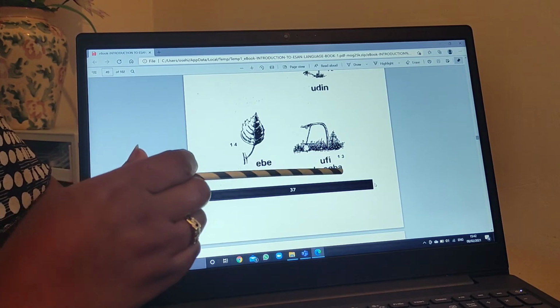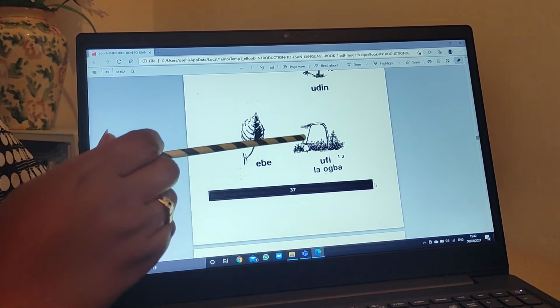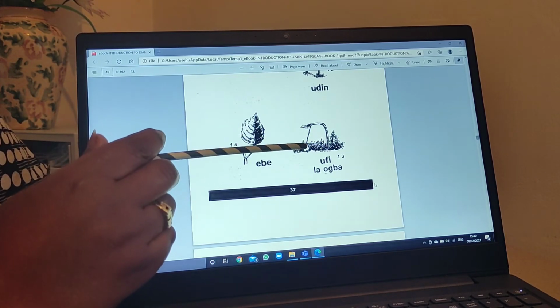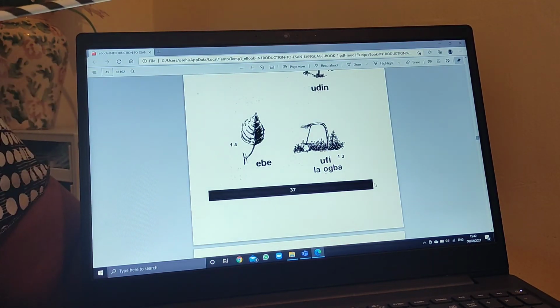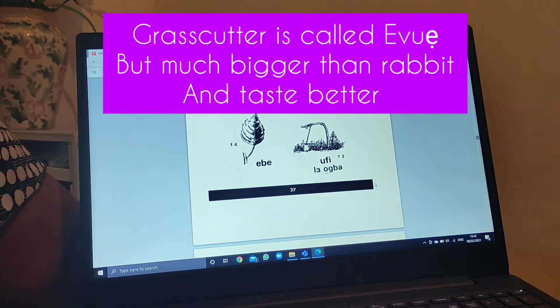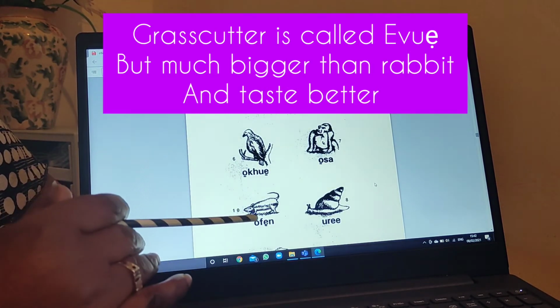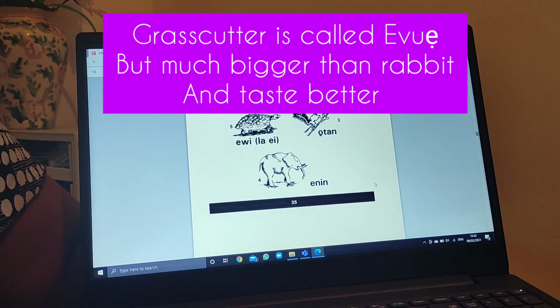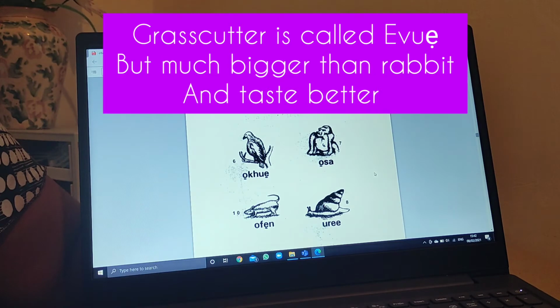Why ufi la ogba? Ufi la ogba is a type of traditional trap. You can see it's specially set up. It's usually set up when you have a rice farm, because of the grass cutter, which is something that's not actually here. Let me just move it. Grass cutter is in the family of rabbit.